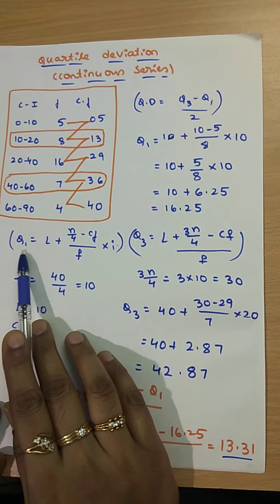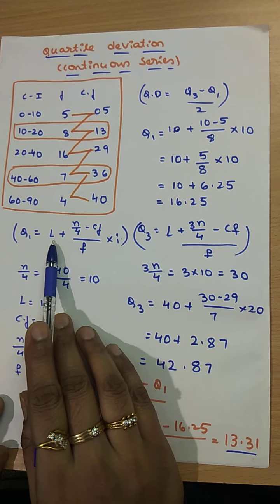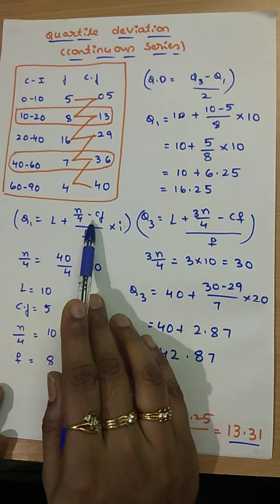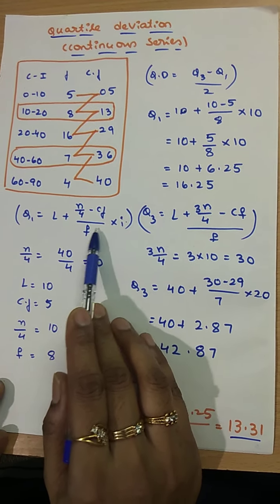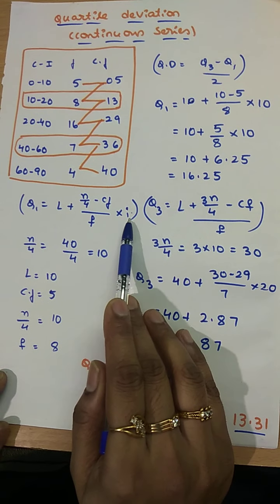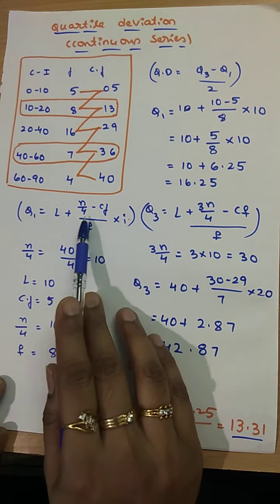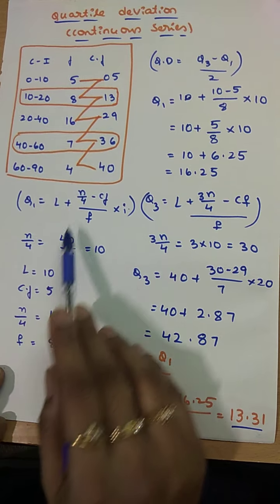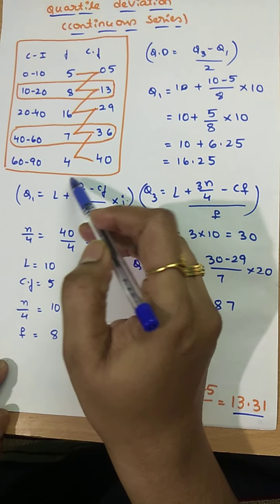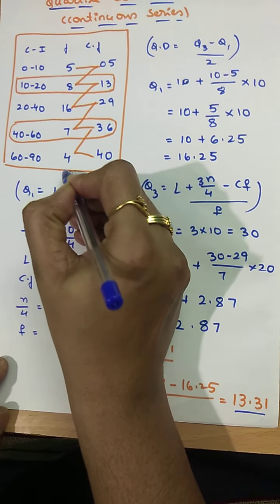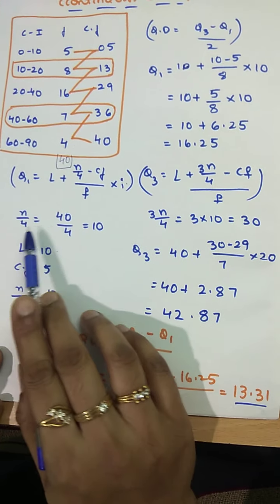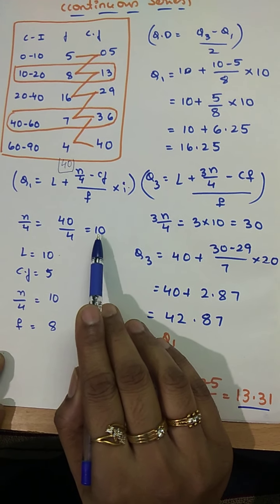The formula for Q1 is L plus (n divided by 4 minus cumulative frequency) divided by f, into I. Here, what is the value of n? We know n is 40, the total of the frequency. So n divided by 4 equals 10.